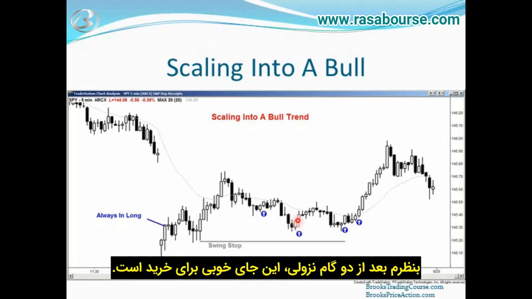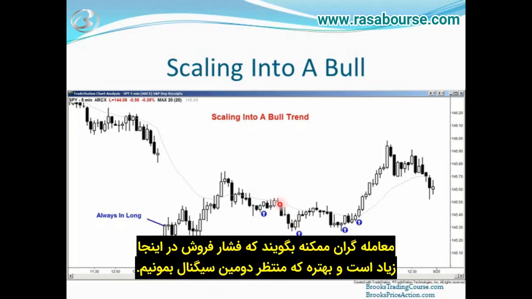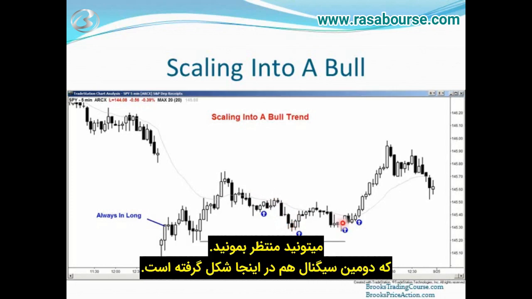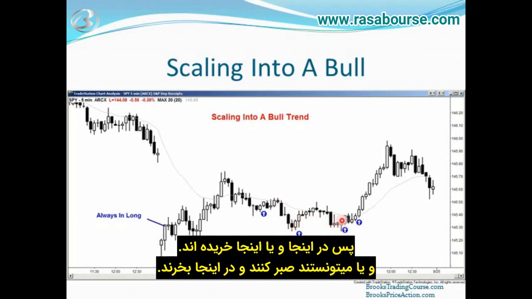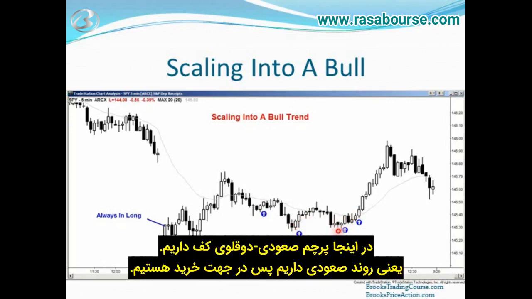I think that's a reasonable long for two legs down. Traders might say, well, Al, that's a lot of selling pressure here. Let's wait for a second signal. They could have, and they got it over here. But either way, either they bought here or they bought here. They could have waited and bought here. Okay. Here we have a double bottom bull flag.